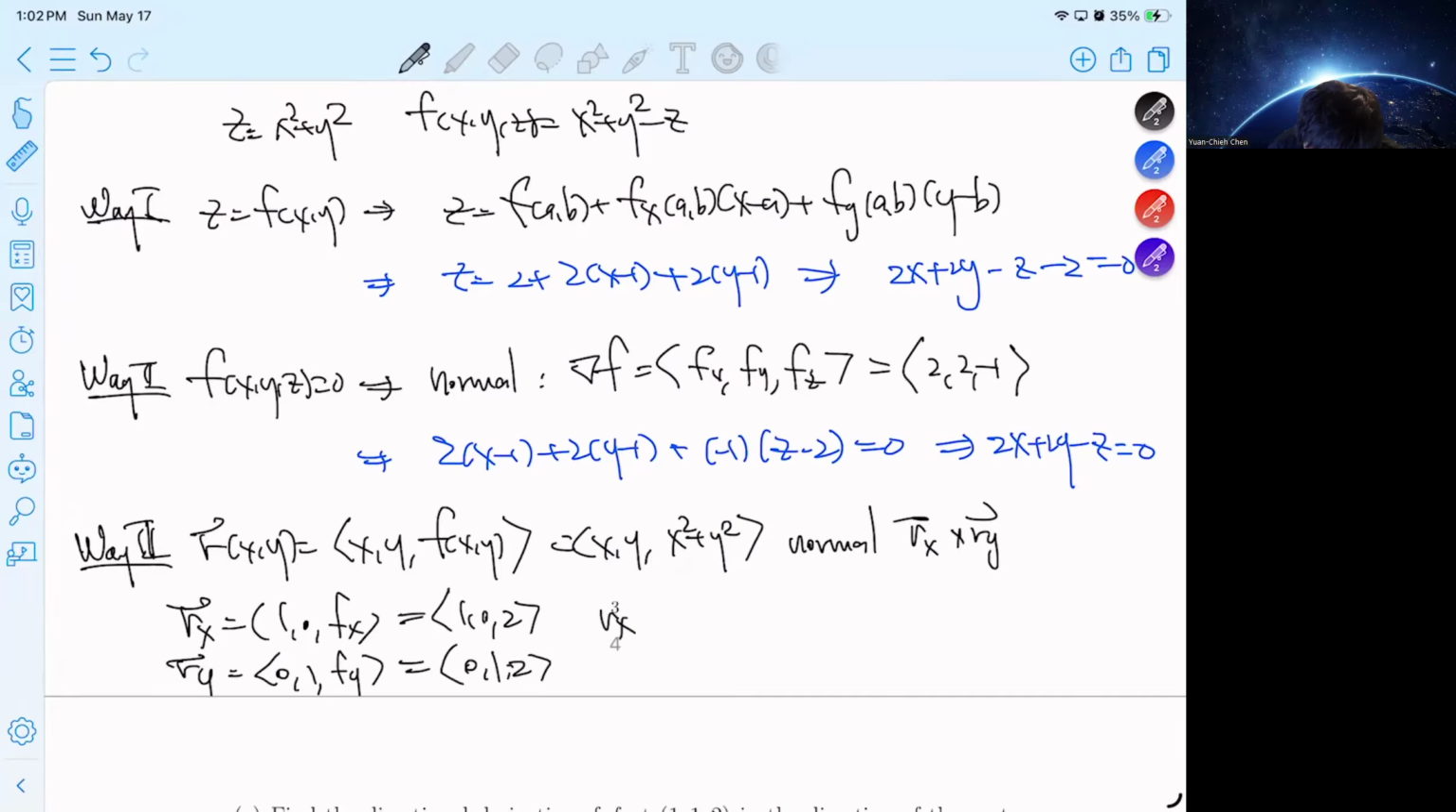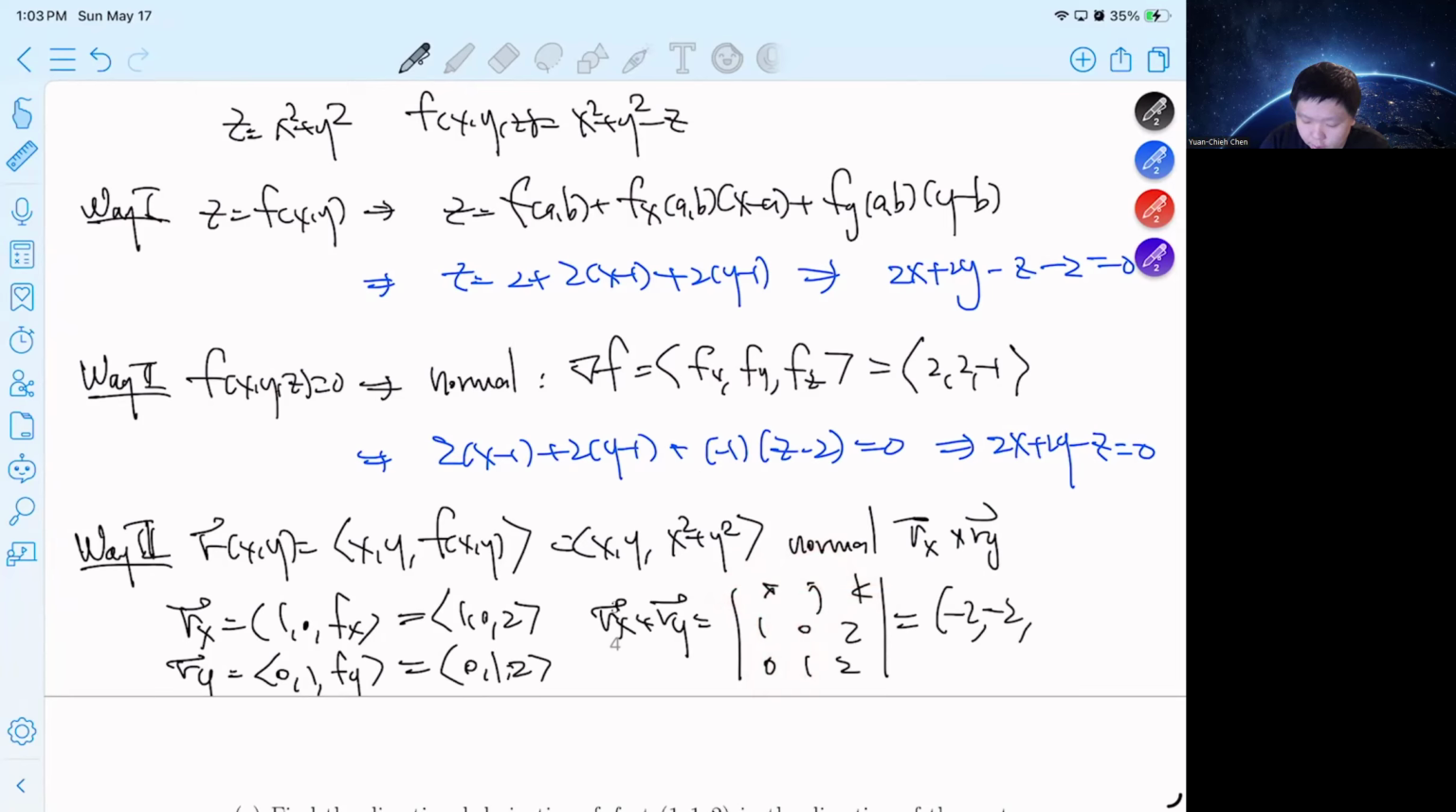So rx cross ry will be this: i, j, k, 1, 0, 2, 0, 1, 2. For the i part, it is 0 minus 2, so it would be -2. For the j part, it is 2 minus 0, but with a negative sign, so -2. And for the k part, it's 1 minus 0, so it's 1. So again, we can see that these are all parallel, so they'll give the same thing. I'll leave the calculation to you, but basically you'll go back to this one. I think this is pretty straightforward.